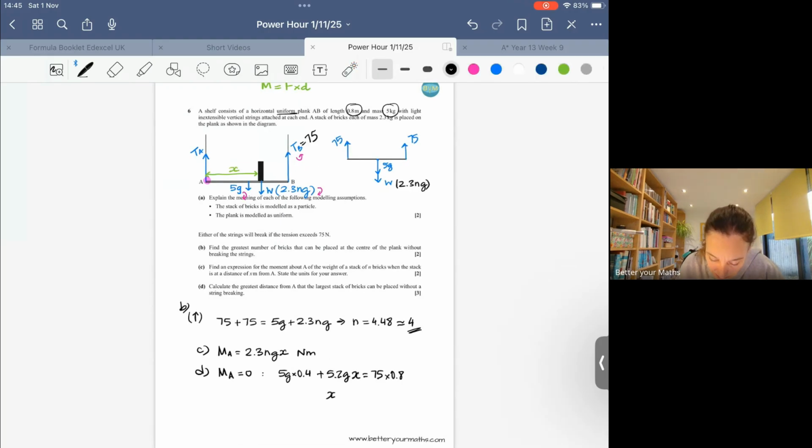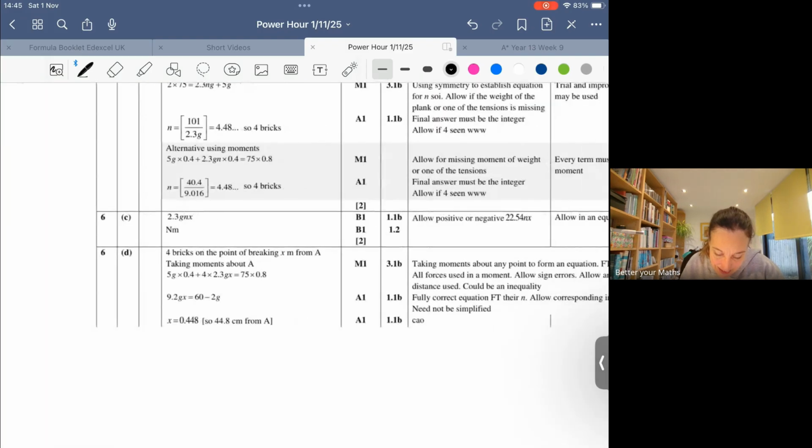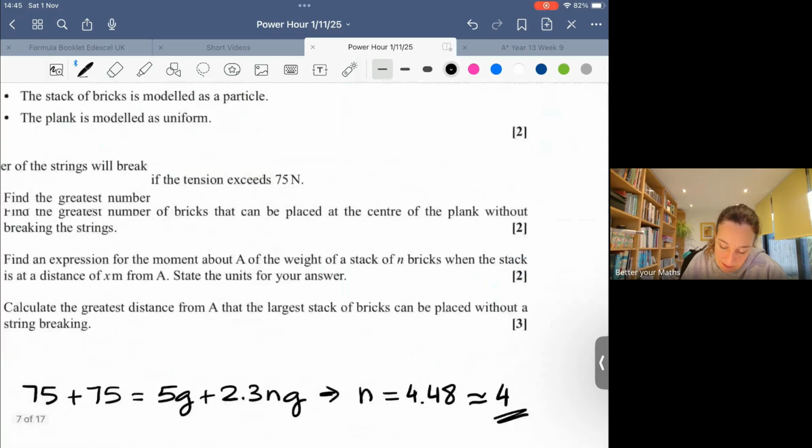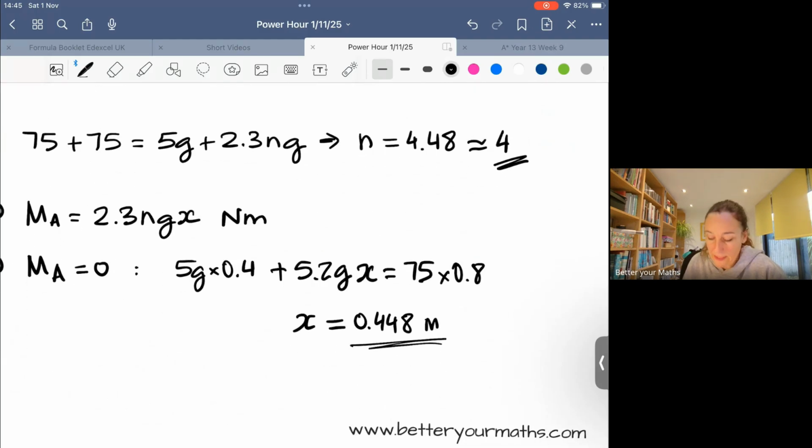So I'm going to give you the value because I have the mark scheme for this one. So x is going to be 0.448, 0.448 meters. So you don't have to wait for me to do it with the calculator.